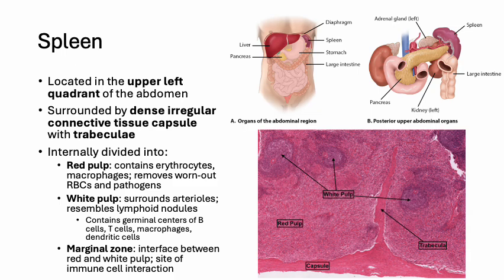Between these two regions is the marginal zone, which serves as the transportation area. It is rich in antigen-presenting cells and is key to the interaction between circulating antigens and lymphocytes. Through its combination of immune and hematologic functions, the spleen serves both as a blood filter and a defense lymphoid organ, uniquely positioned to respond to systemic infections.